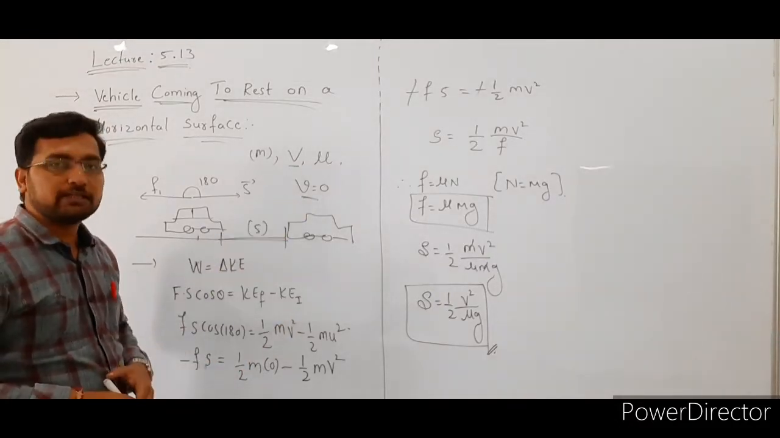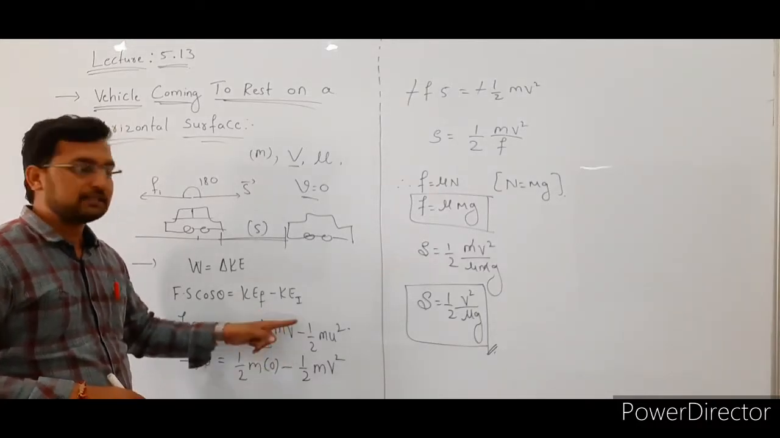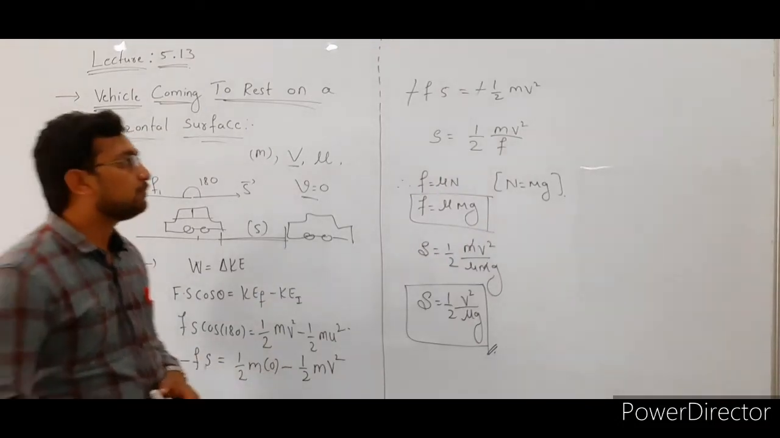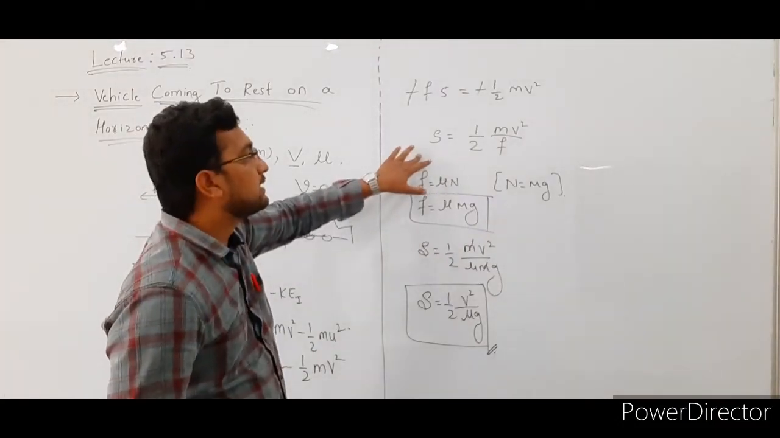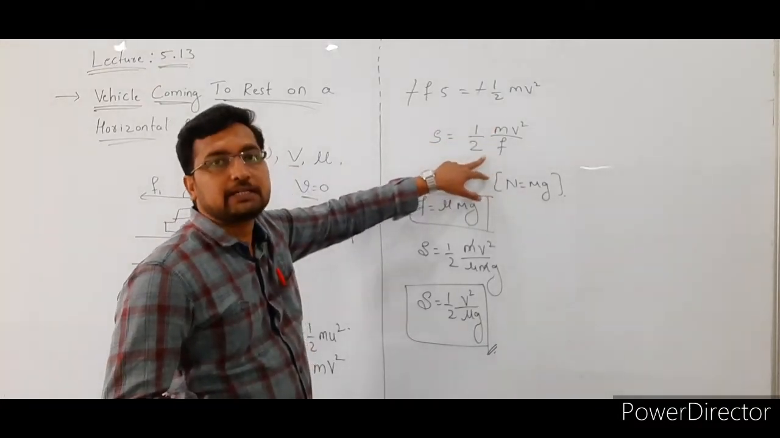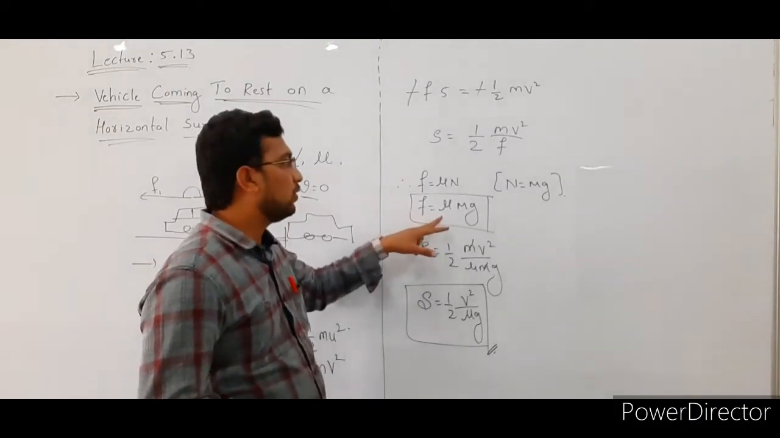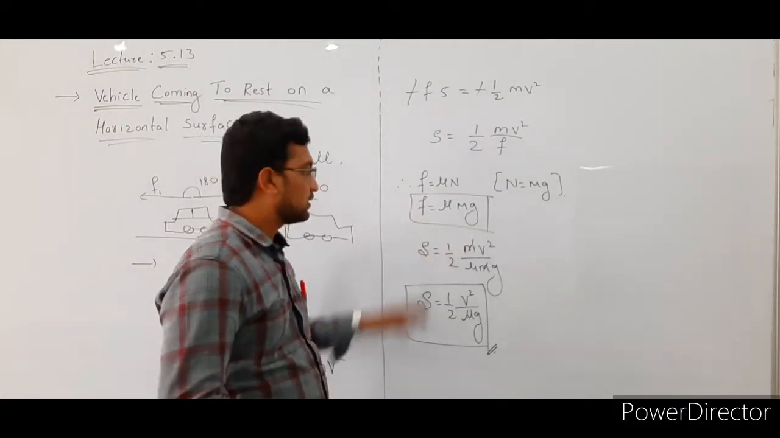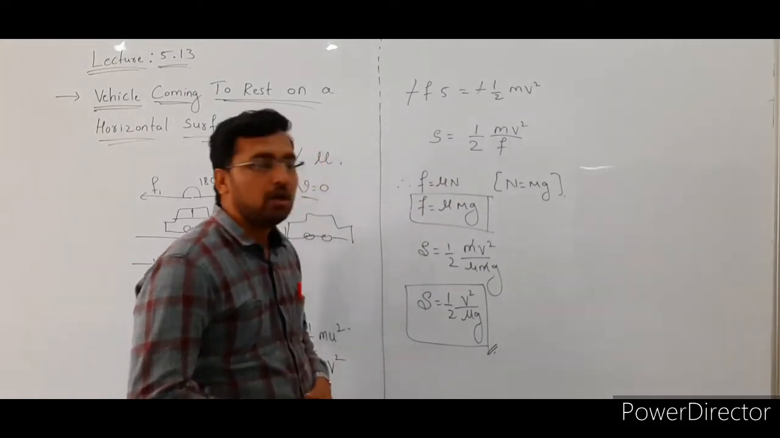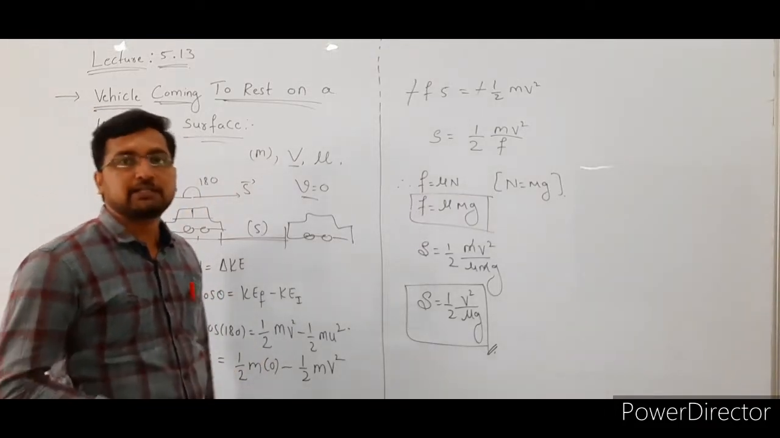Final velocity of the body is 0. So the final kinetic energy is 0 minus initial kinetic energy, that is 1 by 2 m into v square. Here the minus signs on both sides get cancelled. Then S, the stopping distance, is equal to 1 by 2 m into v square divided by F, where F indicates the friction force. The friction force value is F equal to mu into m into g. Substitute the F value in this equation, then the stopping distance is equal to 1 by 2 v square divided by mu into g. So this is the stopping distance, right?